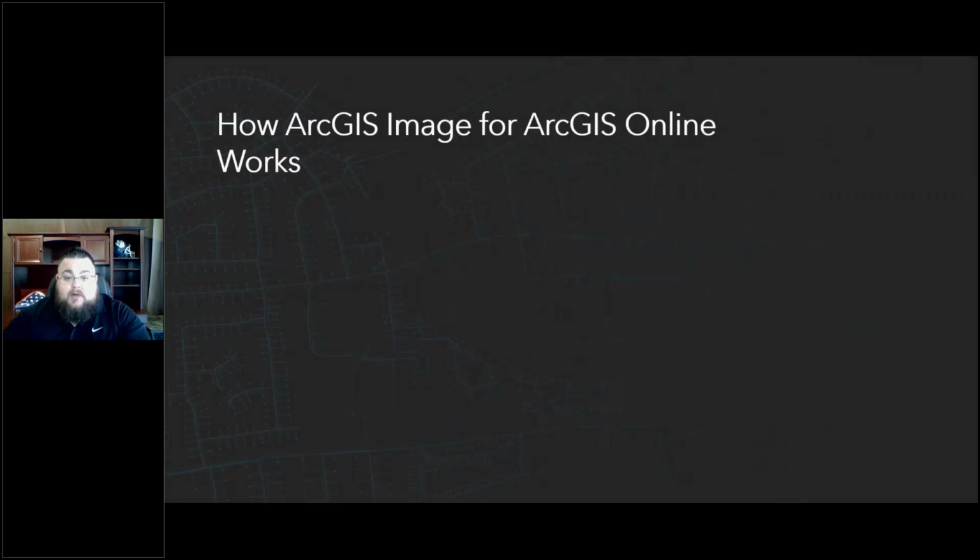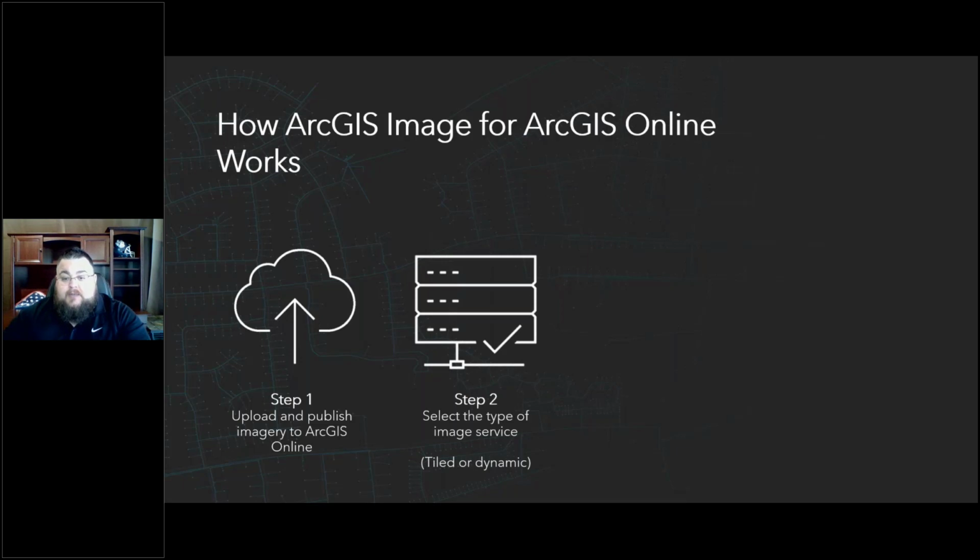Now that we've described how ArcGIS Image Online helps you leverage your imagery, let's talk about how it works. Creating a powerful imagery service in ArcGIS Online is as simple as these four easy steps. Step 1, upload your imagery to ArcGIS Online. All you need to do is navigate to the My Content tab in ArcGIS Online under New Items and choose an imagery layer. Step 2, select the type of imagery service you want, tiled or dynamic.